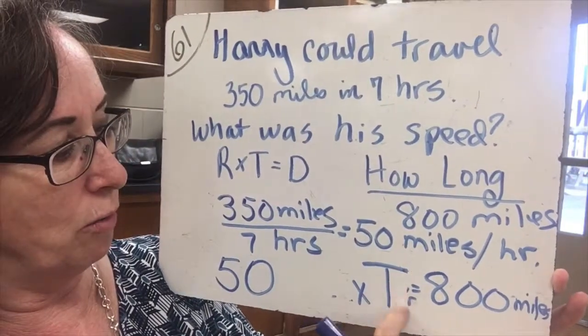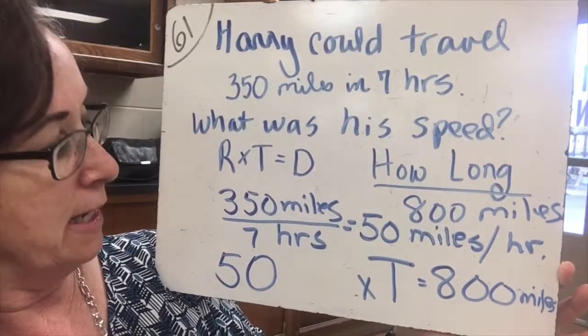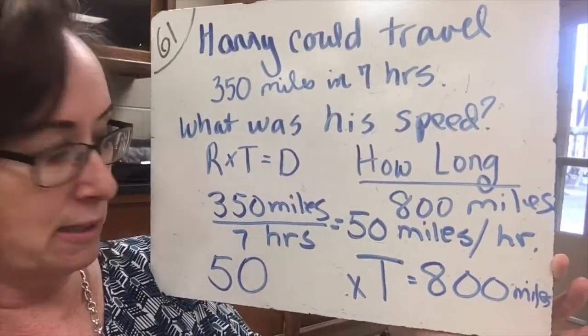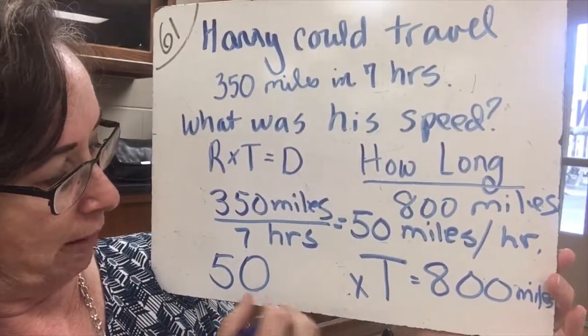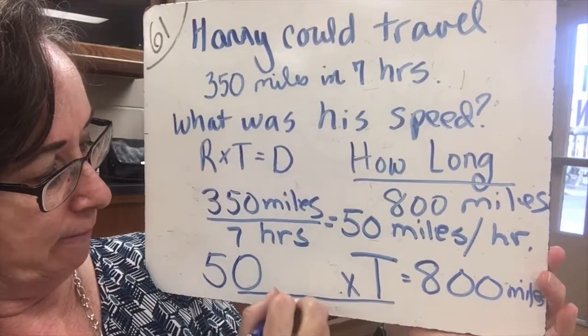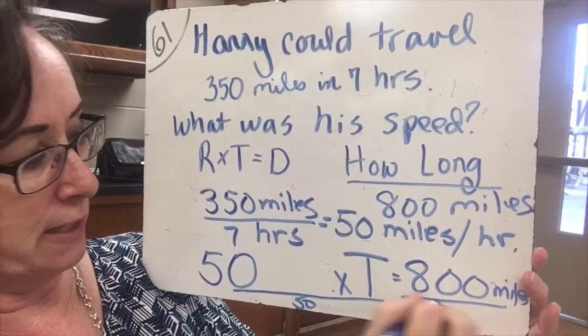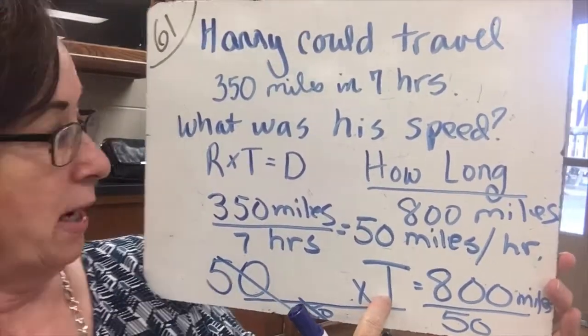So we know that time is in hours and that rate is in miles per hour. So now to get rid of the 50, can I just divide both sides by 50? I don't have much room to divide by 50, so I'm just going to make a little line, 50. And then over here, divide by 50. So now I have time on the left.